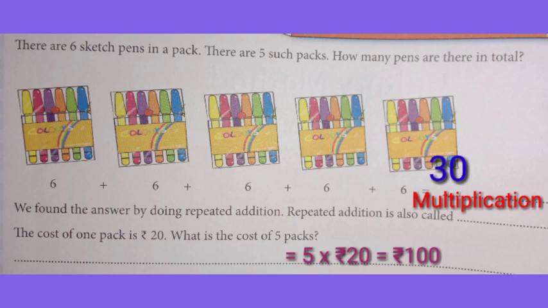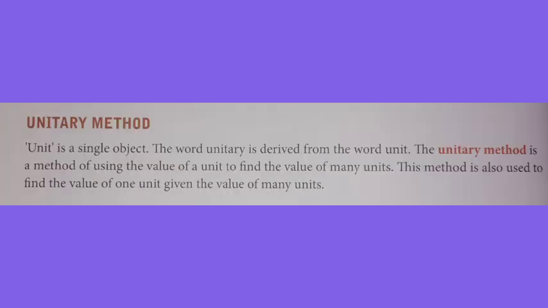The cost of one pack is rupees 20. What is the cost of 5 packs? That is 5 into rupees 20, which equals rupees 100. Unitary method. Unit is a single object. The word unitary is derived from the word unit. The unitary method is a method of using the value of a unit to find the value of many units. This method is also used to find the value of one unit given the value of many units.